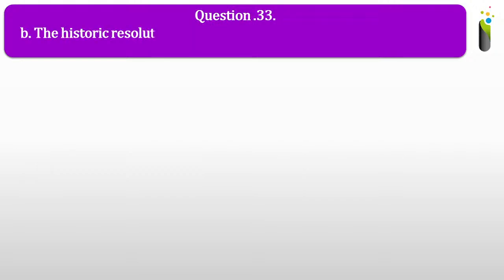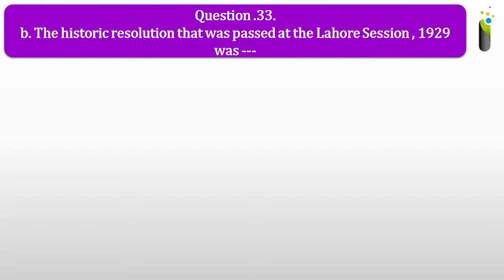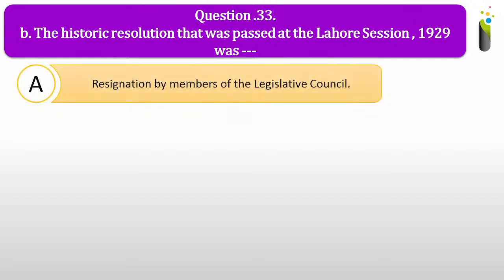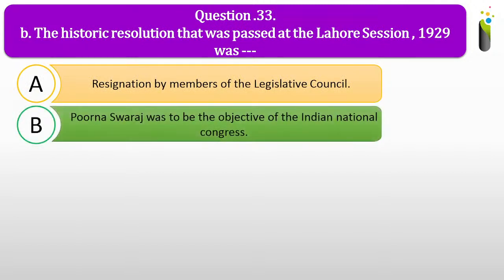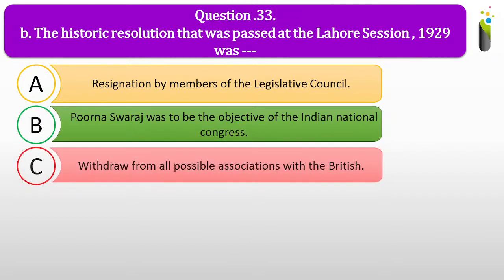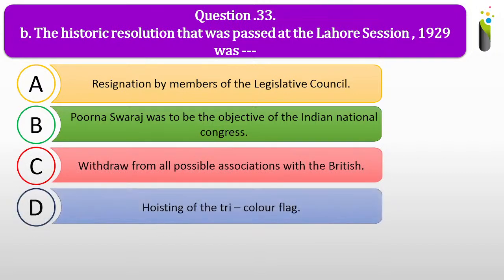Question number 33B. The historic resolution that was passed at the Lahore session 1929 was dash. A. Resignation by members of the Legislative Council. B. Purna Swaraj was to be the objective of the Indian National Congress. C. Withdraw from all possible associations with the British. D. Hoisting of the tricolour flag.